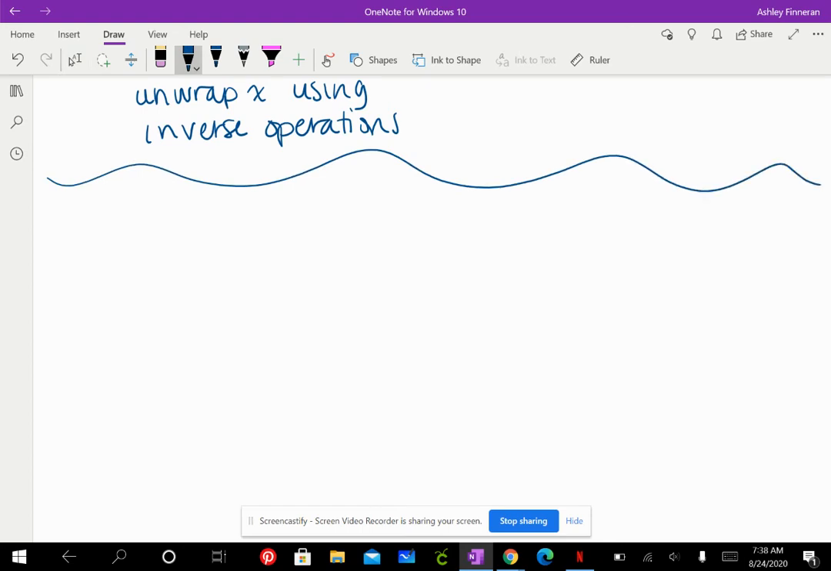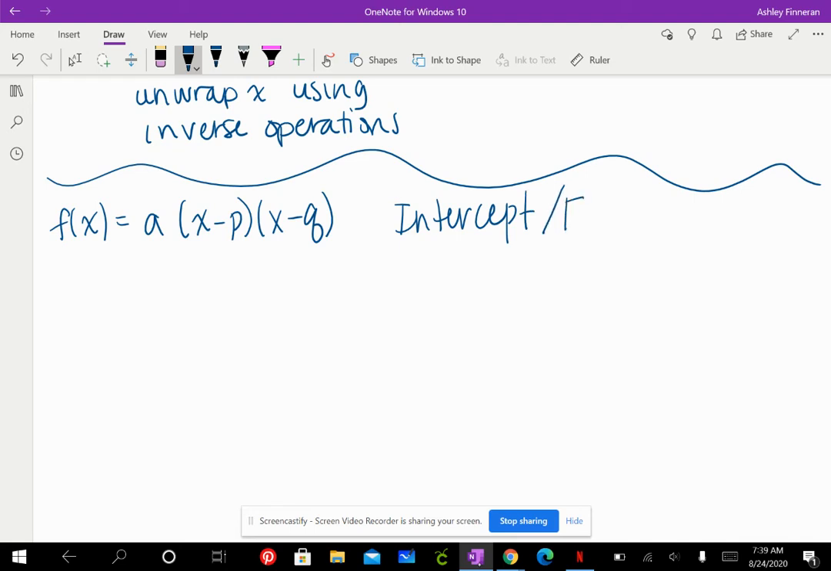And then the last form, and this is probably the form that we see the least with quadratics, but it's going to become very important when we get to higher degree polynomials like cubics and quartics and so forth. It is f of x equals a times x minus p times x minus q. And this is either intercept or factored form. And just like with vertex form, we call this intercept form because it tells us the x-intercepts.